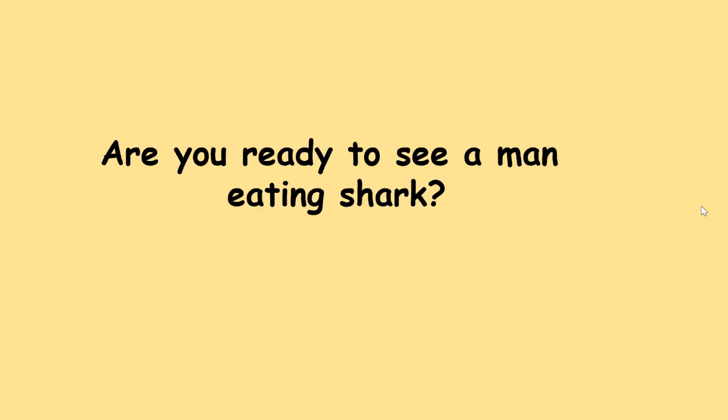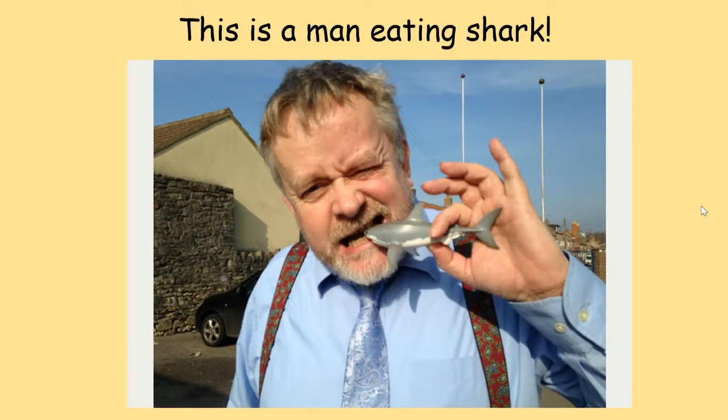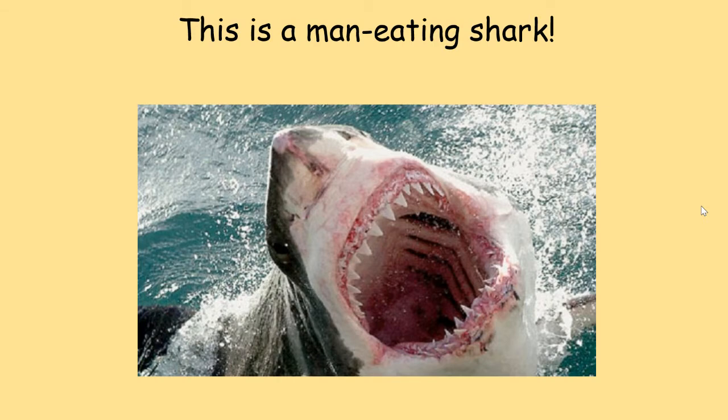Are you ready to see a man eating shark? This is a man eating shark. We're now going to look at how a hyphen has been used to avoid ambiguity within this sentence. So this is a man-eating shark. So we can see that this hyphen has been placed between the two words man and eating. This has now formed a compound adjective.